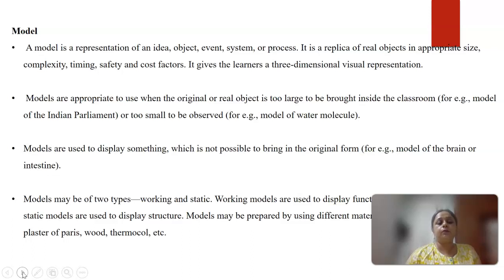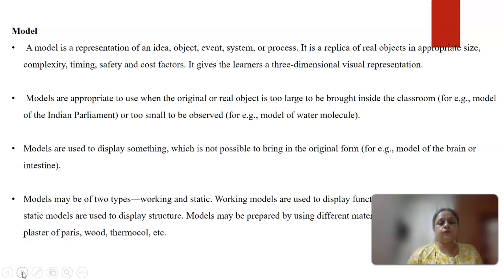For example, a model of the Indian Parliament, or sometimes when the objects are too small to be observed, for example, a model of a water molecule. So at these times, it is better to use these models to represent the concept. Models are also used when sometimes the original thing is not possible to be brought inside the class. For example, the model of a brain or intestine is used because of these reasons.